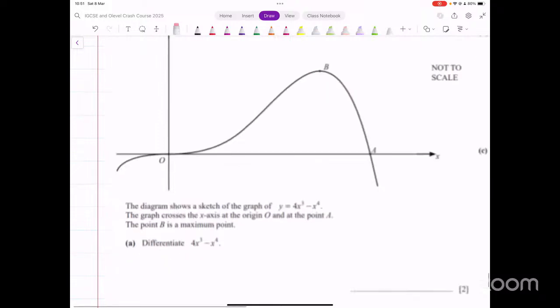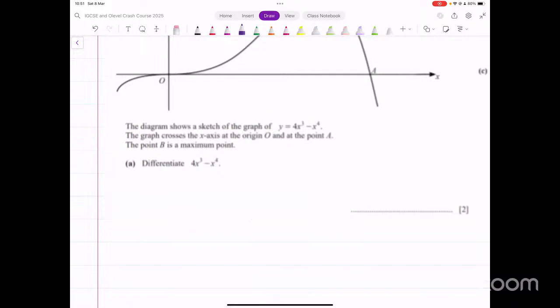First of all, it's saying differentiate this function, 4x cubed minus x raised to the power 4. What's the derivative of this? You multiply by the power, it becomes 12, right? 3 times 4, that's 12. Subtract 1 from the power, that's x squared. This is x raised to the power 4. You multiply by the power, minus 4. Subtract 1 from the power, you get minus 4x cubed. That's the derivative. You can write that here. 12x squared minus 4x cubed. That's the derivative of this function.